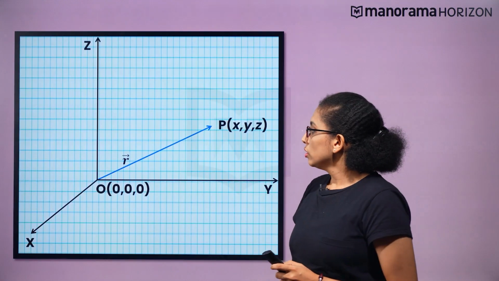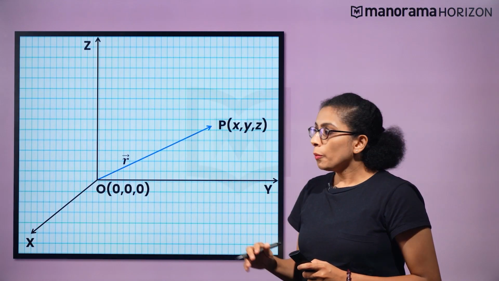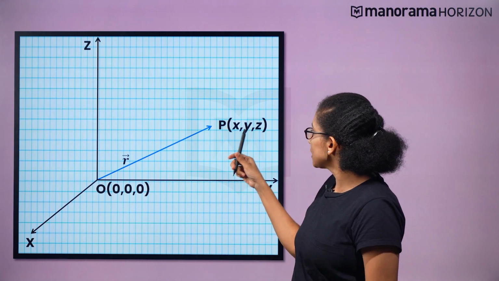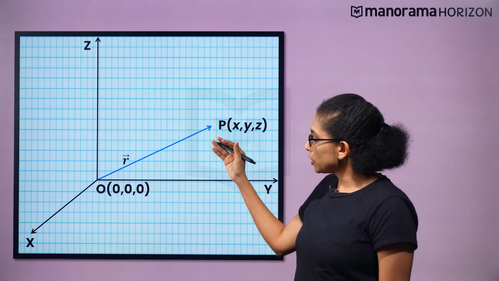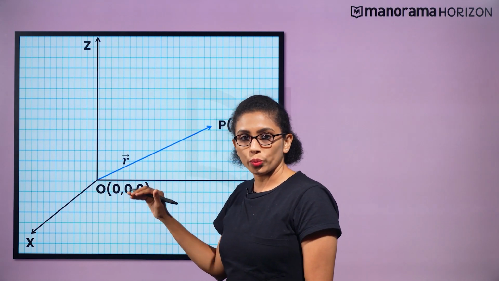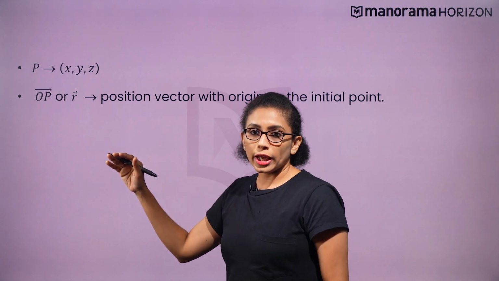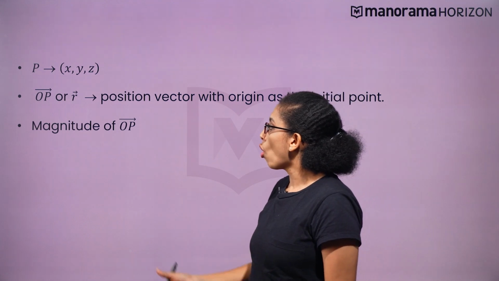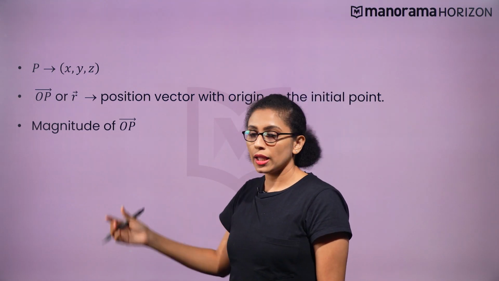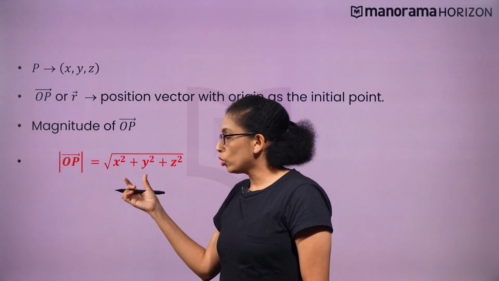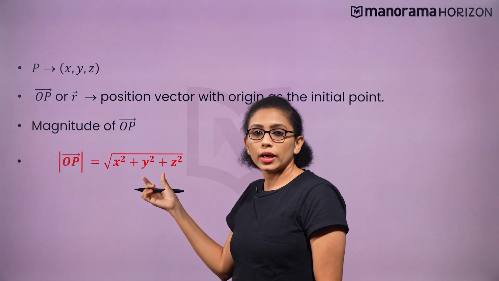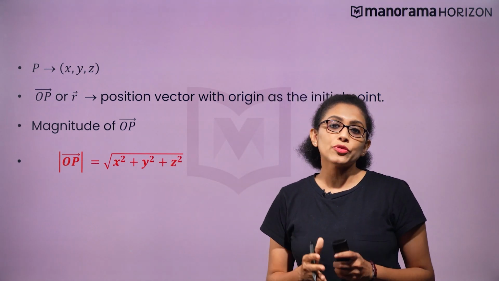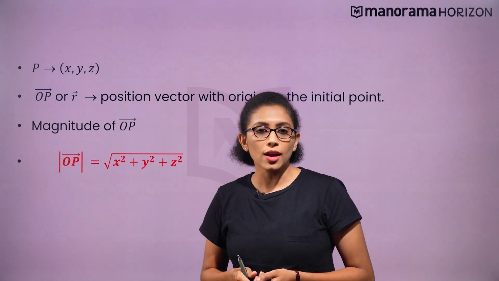So here, look at this figure. Point P is in a three-dimensional coordinate system having coordinates x, y and z with respect to the origin 0, 0, 0. Then the vector OP or vector R is called the position vector and the magnitude of OP is given by modulus of OP is equal to root of x square plus y square plus z square. And this equation for magnitude is using the distance formula which we have studied in earlier classes.